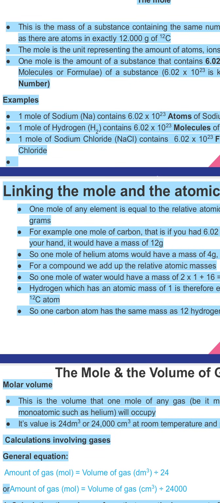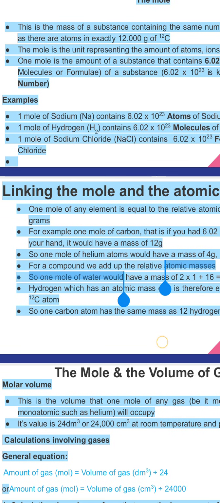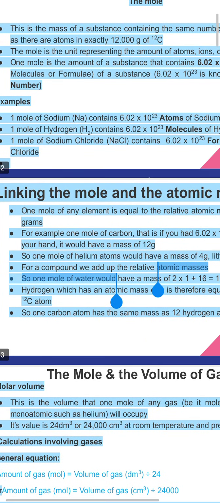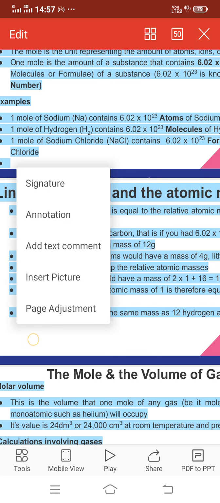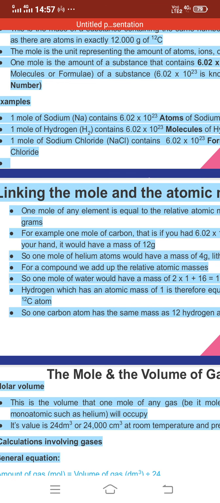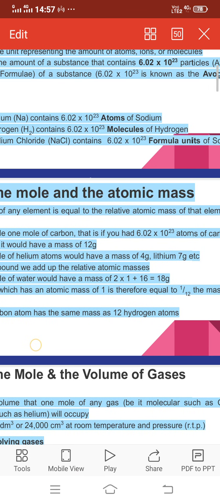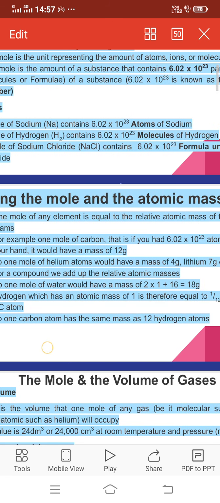Now linking the mole and the atomic mass. 1 mole of any element is equal to the relative atomic mass of that element in grams. For example, one mole of carbon, that is, if you had 6.02 × 10^23 atoms of carbon in your hand, it would have a mass of 12 gram. So 1 mole of helium atoms would have a mass of 4 gram, lithium 7 gram, etc.